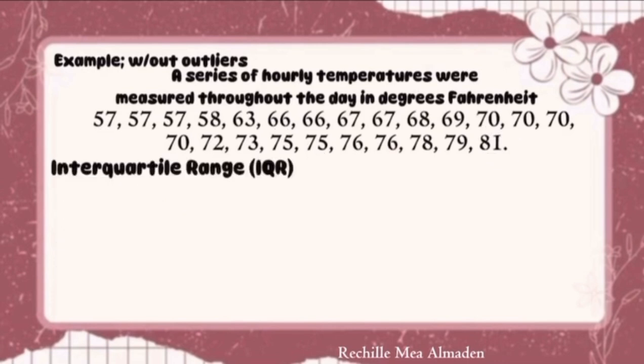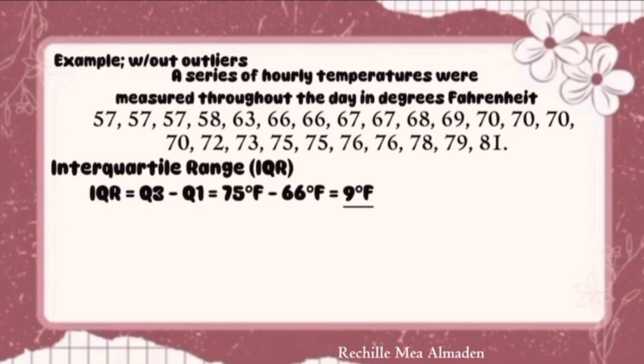The interquartile range, or the IQR, can be calculated by subtracting the first quartile value from the third quartile value. So IQR equals the third quartile minus the first quartile. Our third quartile is 75 degrees Fahrenheit minus our first quartile, which is 66 degrees Fahrenheit. So we subtract them, and the result is 9 degrees Fahrenheit.